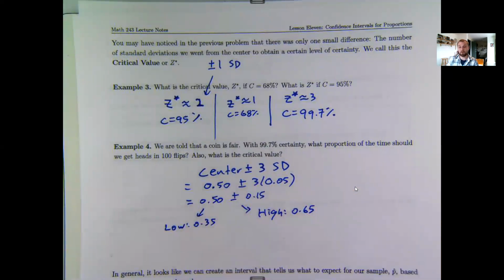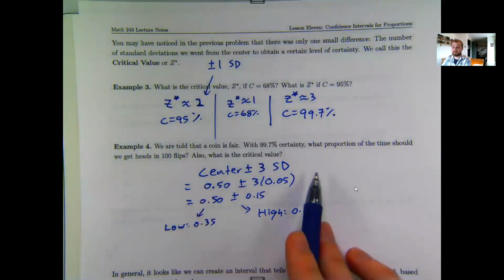So my sentence that would go along with this, I am 99.7% confident that someone would get heads between 35% to 65% of the time if they're looking at 100 flips. So in other words, it's extraordinarily unlikely that I would see someone end up with, say, a success rate of 72%. This interval is allowing me to predict the future based off this population value.